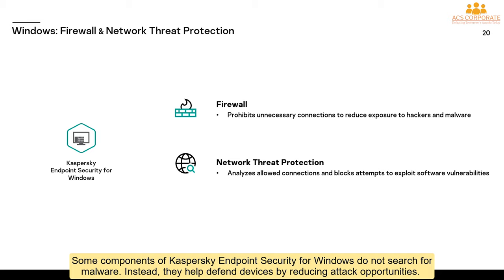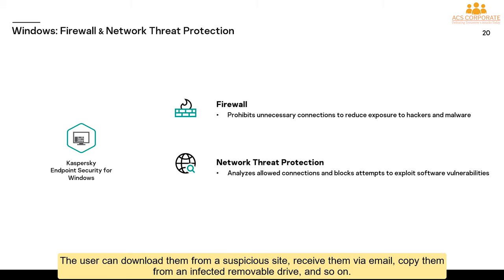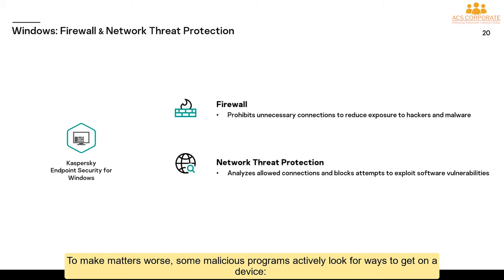Some components of Kaspersky Endpoint Security for Windows do not search for malware. Instead, they help defend devices by reducing attack opportunities. Malicious files can get into the system in various ways. The user can download them from a suspicious site, receive them via email, copy them from an infected removable drive, and so on. To make matters worse, some malicious programs actively look for ways to get on a device. They try to propagate throughout the network or exploit a vulnerability to gain access to various resources.